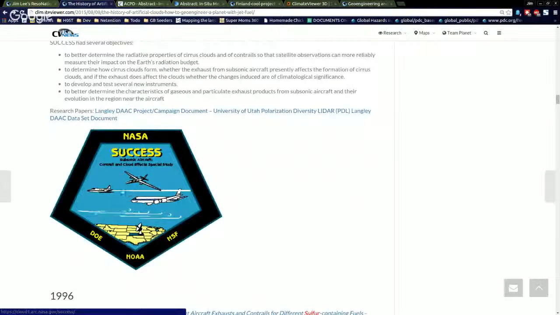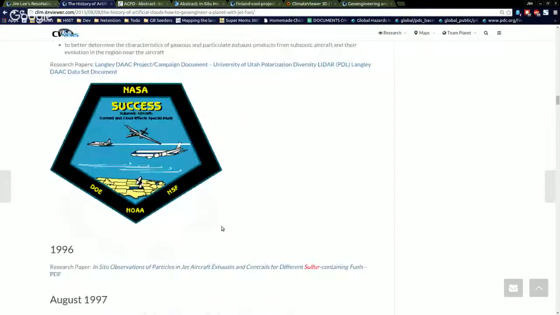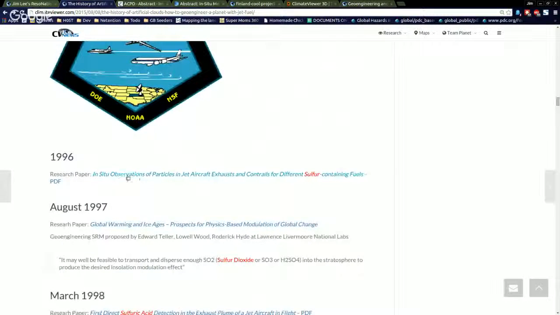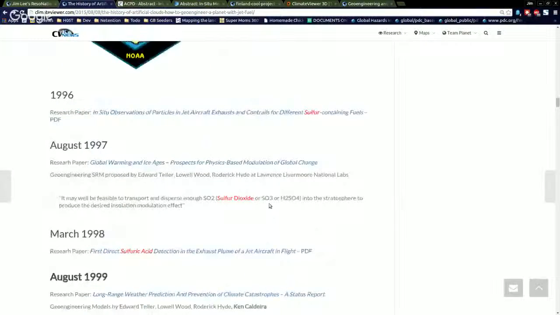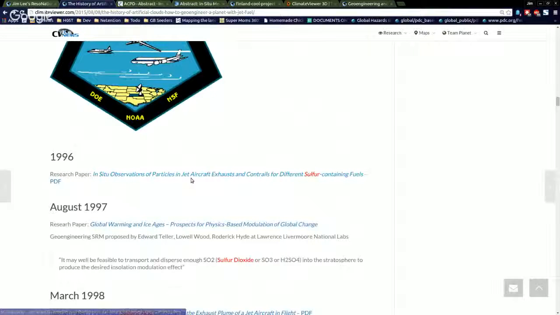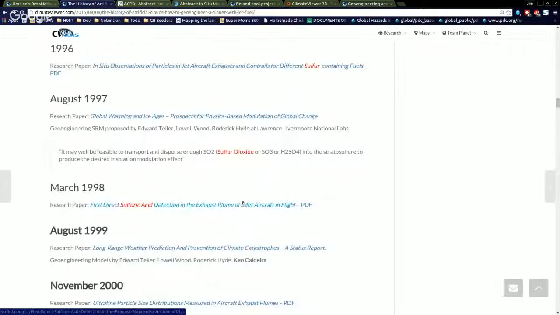They were studying contrails. Subsonic aircraft contrail and cloud effect special study. And they were studying the crap out of 1996. In situ observation. In situ means on site. They flew a plane up there, and a plane flew behind it to do observations of particles in jet exhaust, aircraft exhaust, and contrails for different sulfur containing fuels. So testing different sulfur content fuels and the clouds they make. 1996. What, how long has this been going on? How long has this experiment with these clouds been going on?